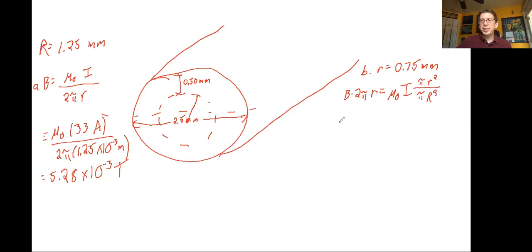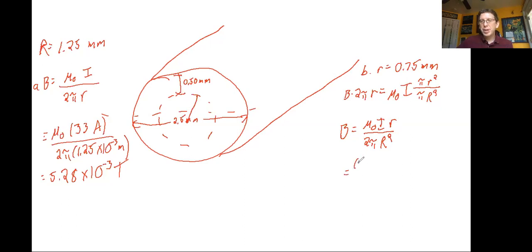So to solve this for B, you divide both sides by 2 pi small r. So that's mu naught I, and you're dividing by r. So notice it's linear. The magnetic field starts at 0 and increases linearly as you move out until you get to the surface. That's very similar to the uniformly charged sphere. So it's mu naught times I times small r divided by 2 pi times capital R squared.